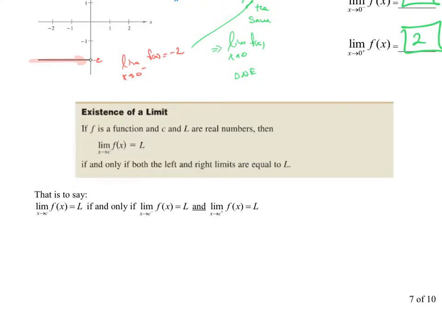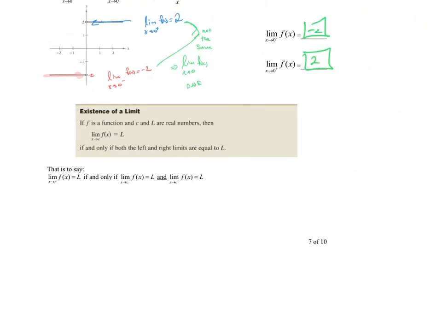That's what the next one is. That is to say, the limit as x approaches c of f of x equals L if and only if the limit as x approaches c from the left of f of x equals L and the limit as x approaches c from the right of f of x equals L. So that's your one-sided limits.